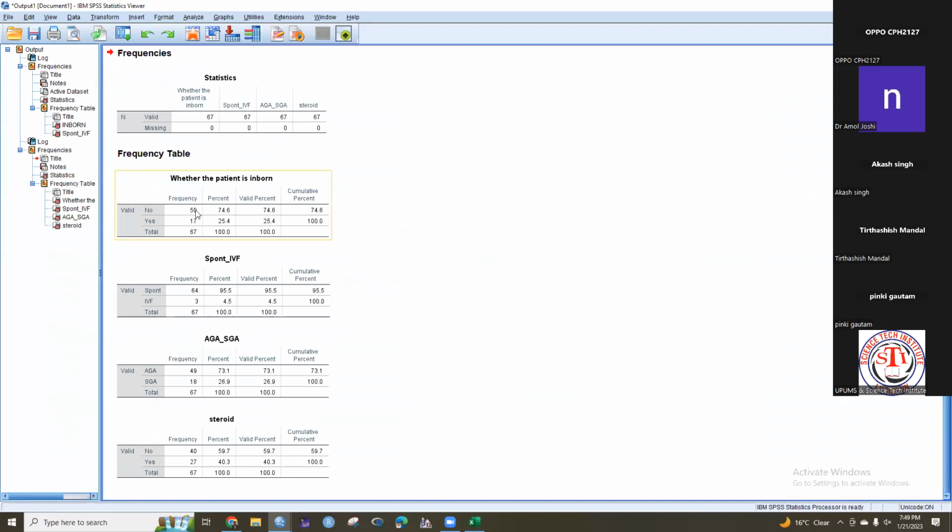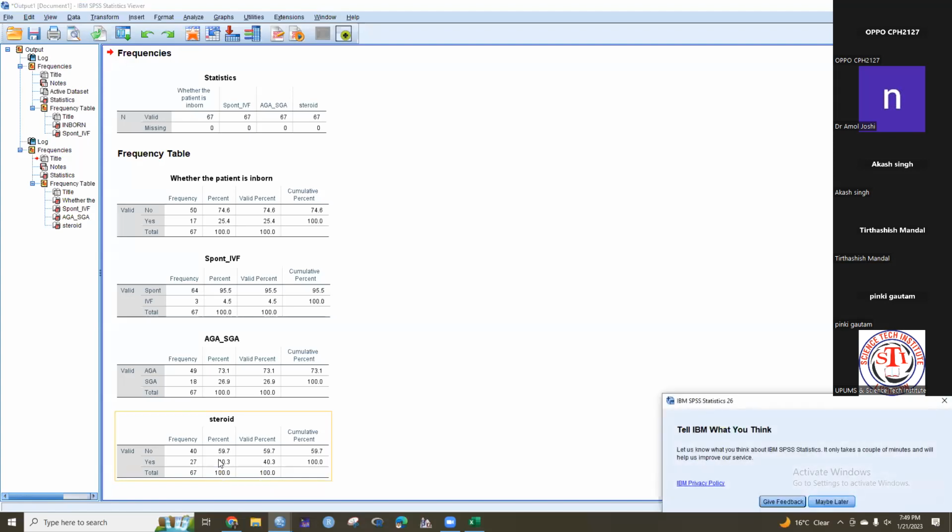So from here you can see the frequency and the percentage. You can write down these results into your Excel sheet. That will represent that out of 67, 73% are AGA and only 26% are SGA. How many of them are taking steroid? Around 60% do not take any kind of steroid, and 40% of them have taken the steroid. So in this way, these categorical data, with the help of number and percentage, you can put it.